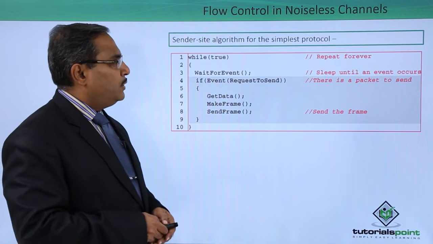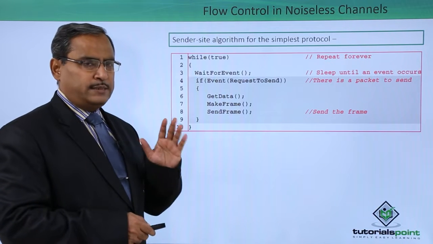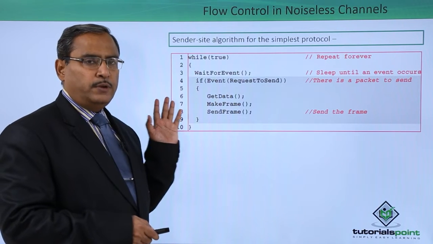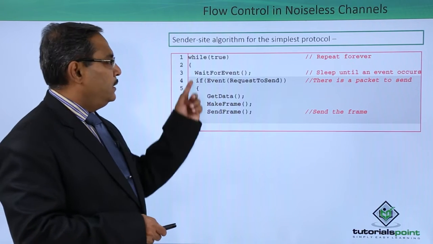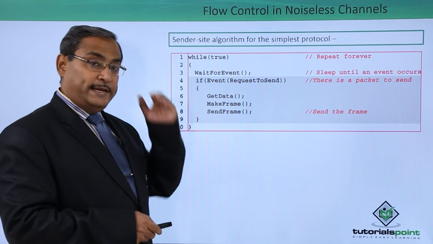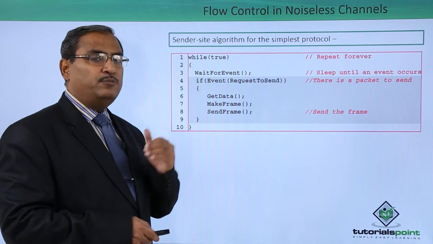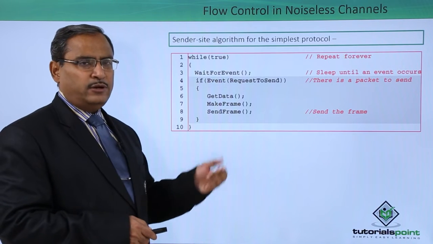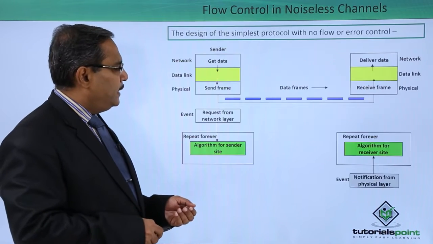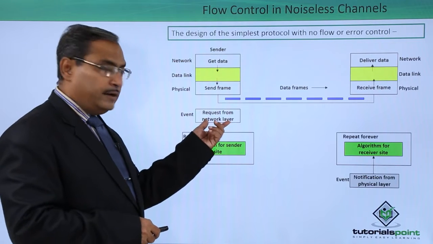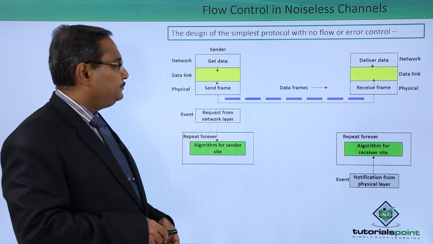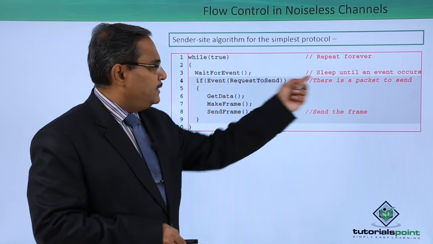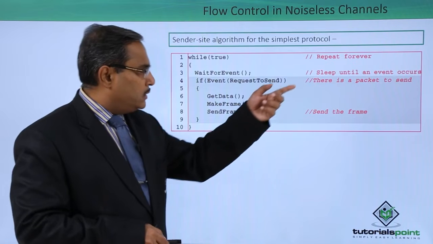The sender side algorithm for the simplest protocol is very simple, just see. While true, that means it is an infinite loop. It will be going on for infinite time. Wait for event. So the sender is waiting for the event. The event will be coming from which layer? From the network layer. The data link layer is waiting for the event, which comes from the network layer. So wait for event, repeat forever. It denotes a sleep until an event occurs.